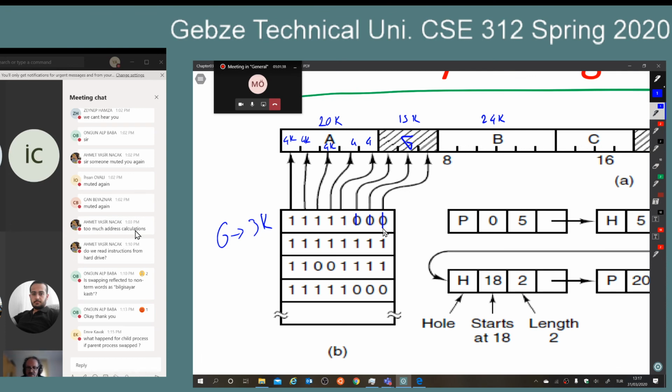Okay, so Emre has a question. What happens for child processes if the parent process is swapped? And swapping is not terminating, Emre. A swapped process is usually maybe a ready process or a blocked process. It's not using the CPU. So the process itself does not know that it is swapped out.